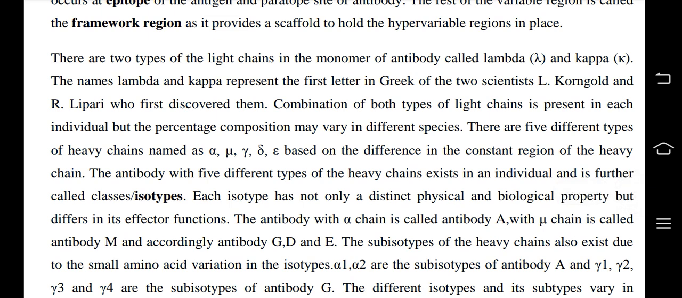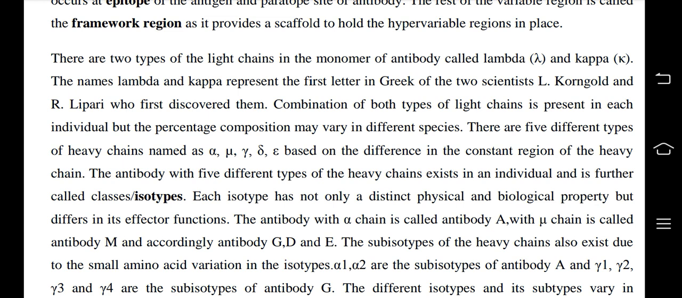The names lambda and kappa represent the Greek letters, after the two scientists L. Korngold and R. Lipari, who first discovered them. A combination of both types of light chains is present in each individual, but the percentage composition varies in different species. There are 5 different types of heavy chains named alpha, mu, gamma, delta, epsilon based on the difference in the constant region of the heavy chain.